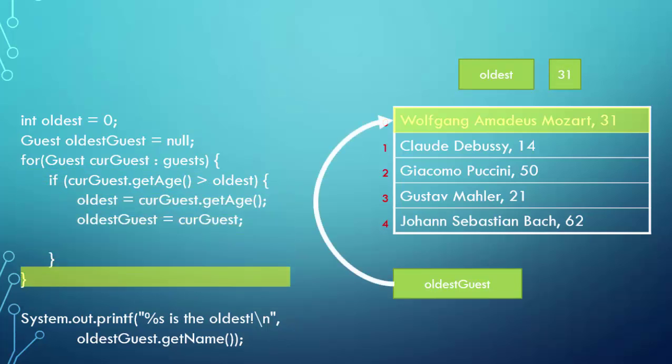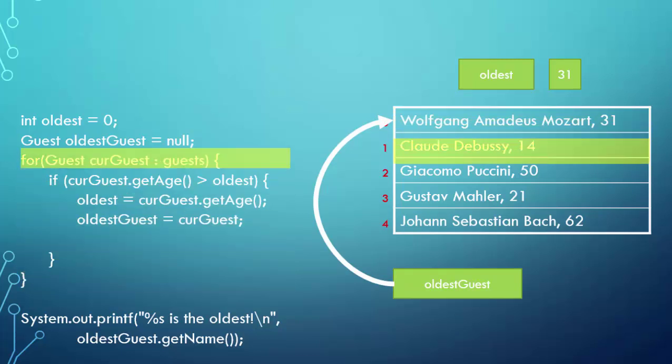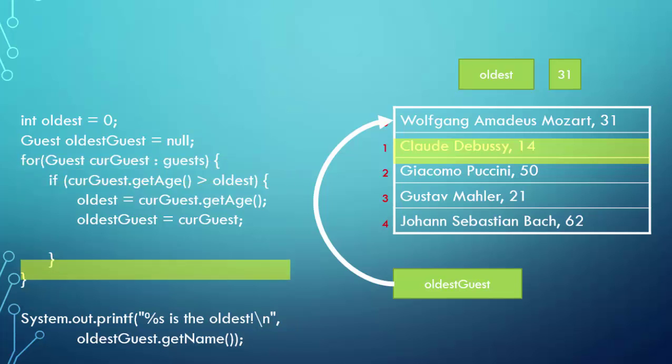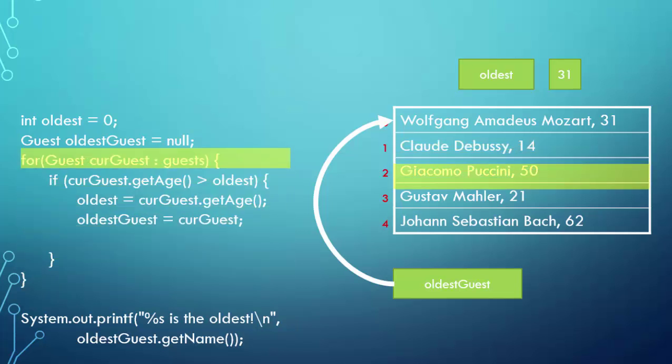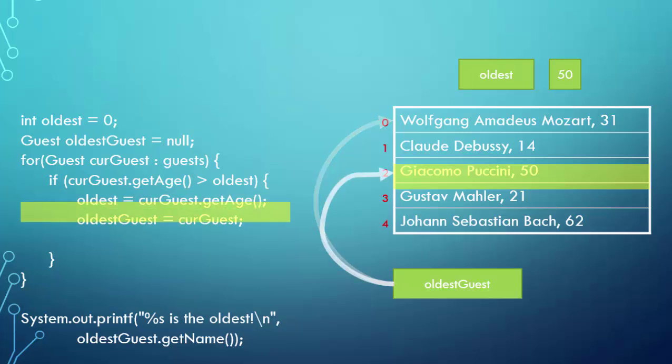And we'll go back through our for loop. Second time through our for loop, our current guest is now the second person in there, WC. WC is not older than our oldest person, so we'll skip through and come back around. The third time through our for loop, our current guest, you can see Puccini highlighted. Puccini's age is higher than 31, so we'll put 50 in oldest, and we'll now have oldest guest point to Puccini.